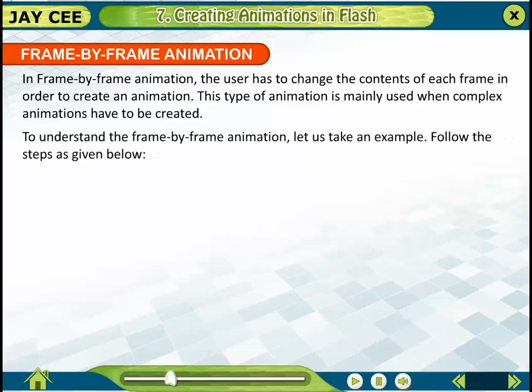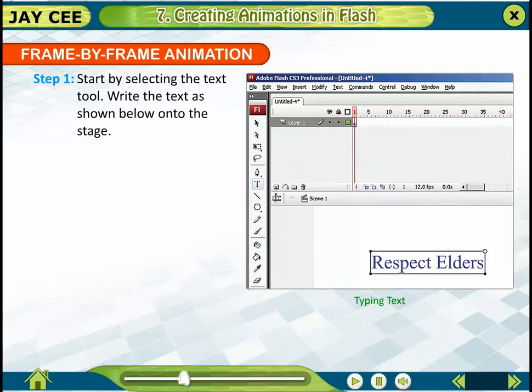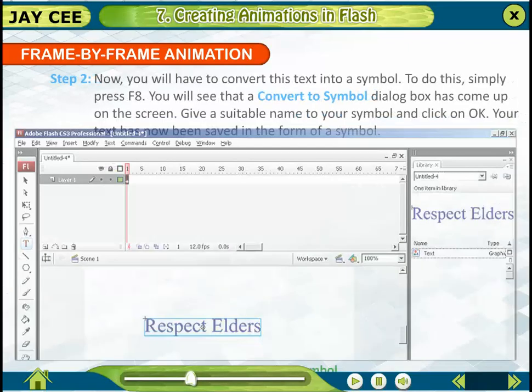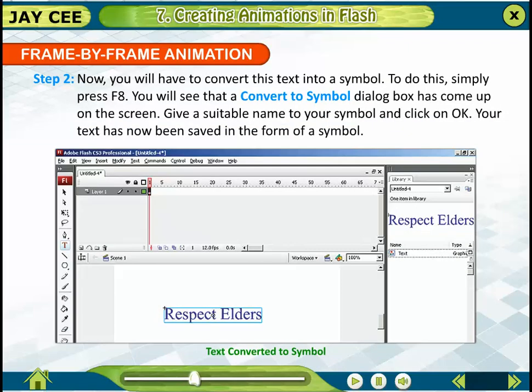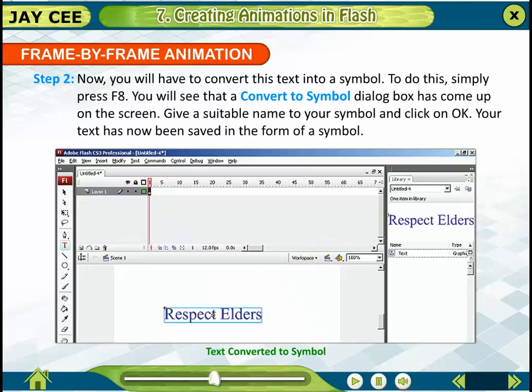To understand the frame-by-frame animation, let us take an example. Follow the steps as given below. Start by selecting the Text tool. Write the text as shown below onto the stage. Now you will have to convert this text into a symbol. To do this, simply press F8. You will see that a Convert to Symbol dialog box has come up on the screen. Give a suitable name to your symbol and click on OK. Your text has now been saved in the form of a symbol.